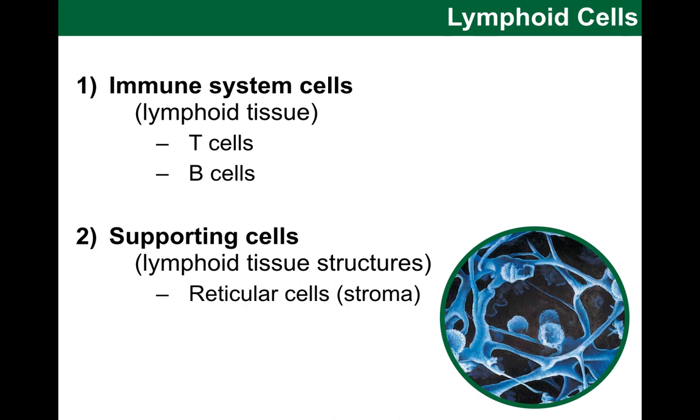Then, let's say just a few words about the supporting lymphoid cells. Well, reticular cells produce reticular fibers called stroma in lymphoid organs. They are a network-like support that acts as scaffolding for immune systems. And you can see a good example of this in the figure that I have provided.